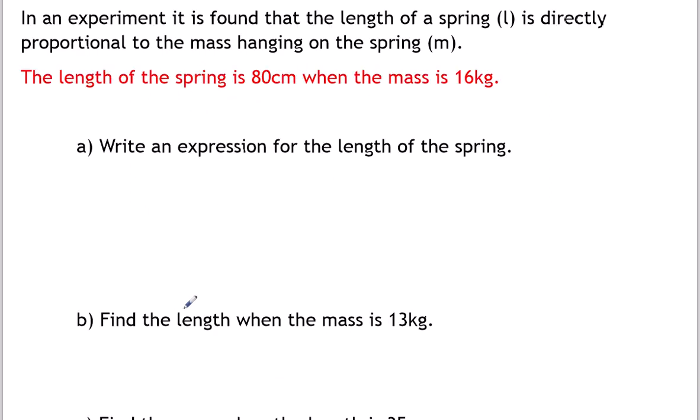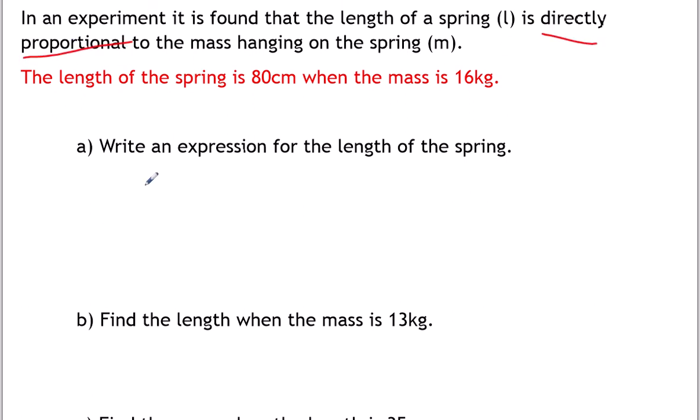So in an experiment, it is found that the length of a spring, L, is directly proportional to the mass hanging on the spring, M. The more mass you put on, the longer it gets. Okay, that's Hooke's law. You might do that in physics. The length of the spring is 80 centimeters when the mass is 16 kilograms. Okay, so directly proportional to, which means we can use our proportionality sign.